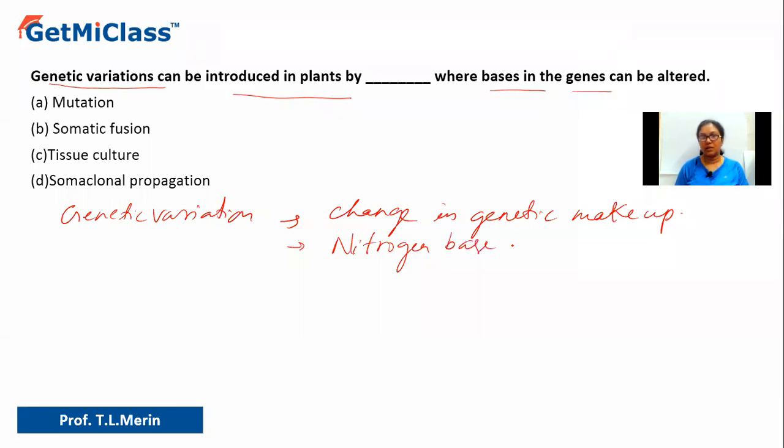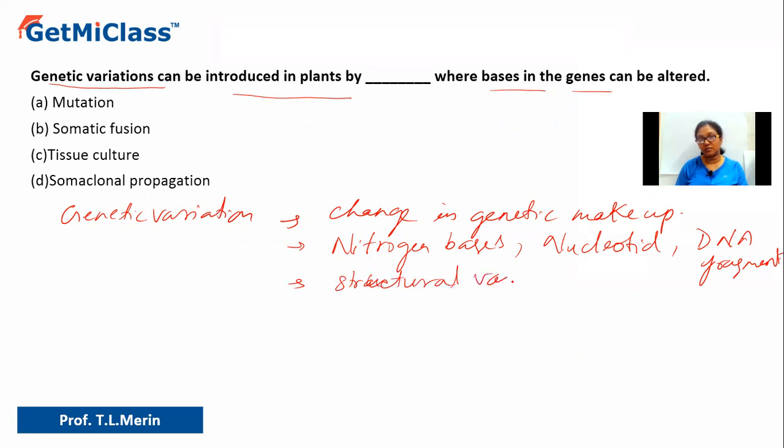So it can be in one nucleotide. It can be a change in the type of nucleotide which is there. It can be a change in the stretch of the DNA fragment. It can be a change in the chromosome structure, which can cause structural mutation or structural variation. So all these will bring about genetic variation.